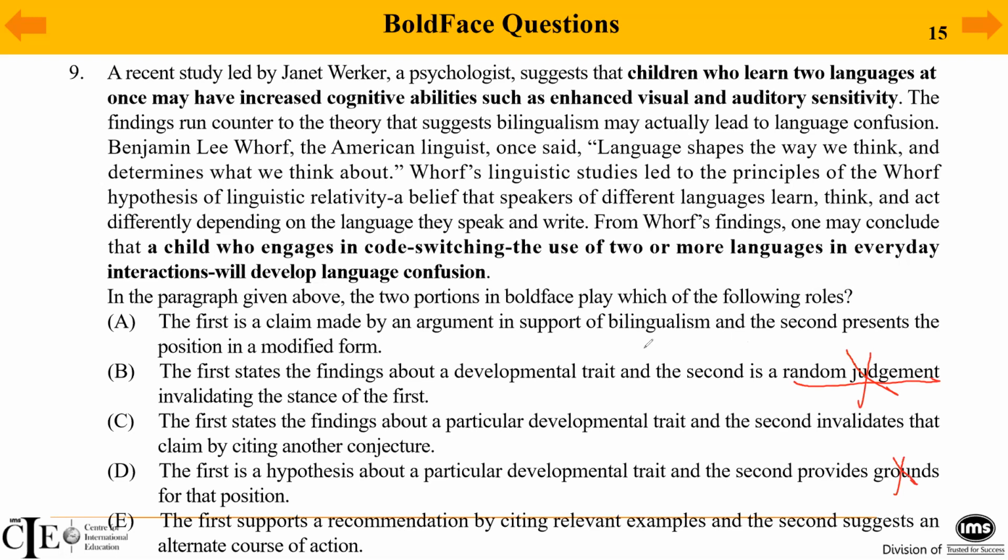So look at option A. The first is a claim made by the argument in support of bilingualism, and the second presents the position in a modified form. That means he is indirectly saying that the second one is also saying the same thing. But actually, if we read the two, they are exactly opposites. So this part is incorrect.